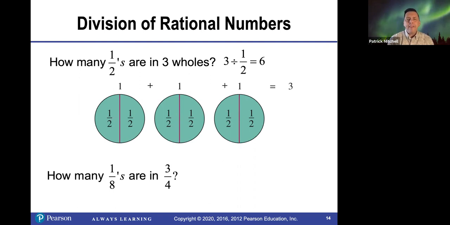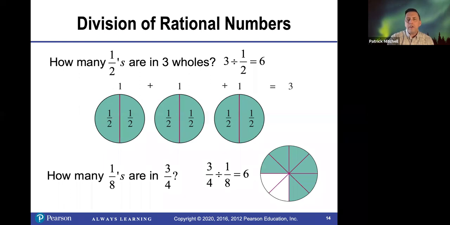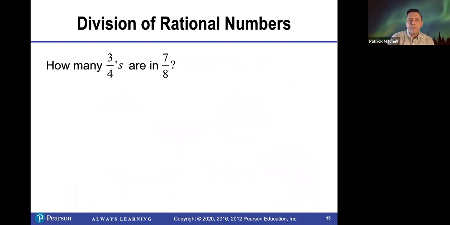How many 1/8s are in 3/4? So we can also draw a picture of that. The shaded green area is 3/4. How many 1/8s can I fit in there? I can fit 6. So 3/4 divided by 1/8 is 6.